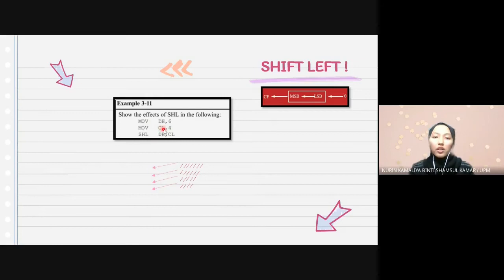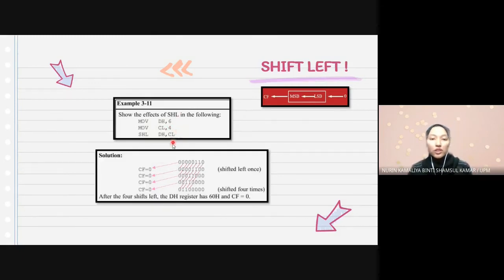We look at the example: show the effect of shift left in the following. They give you DH = 6 and CL = 4. So the instruction they give you is to shift left the 6, 4 times. So you need to shift 6 four times. So the solution: you expand the 6, you will get 00000110.